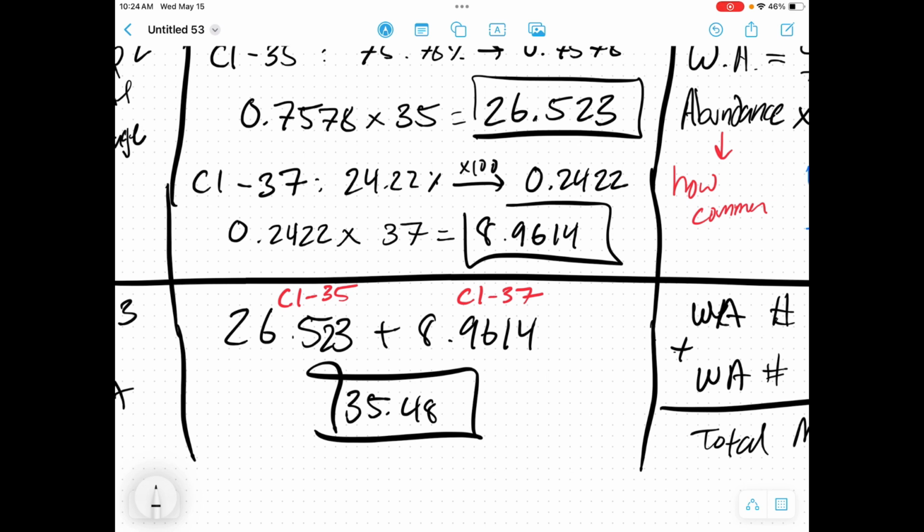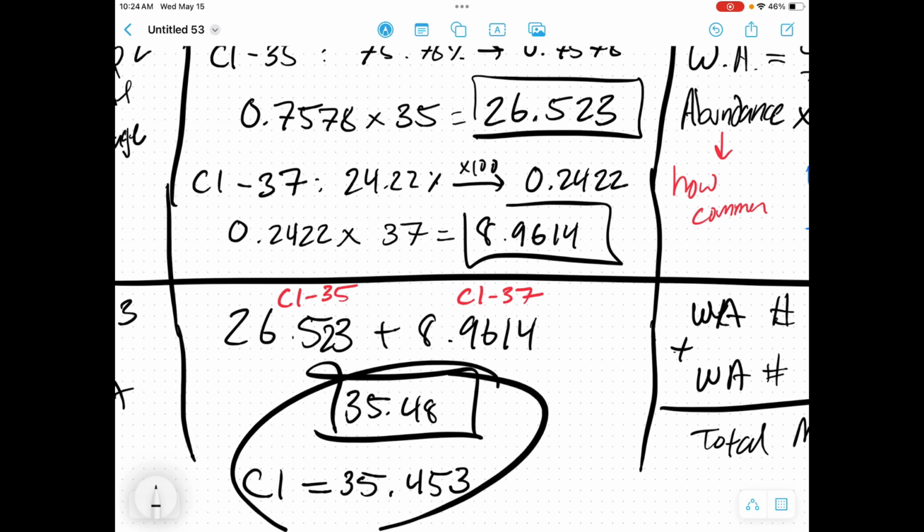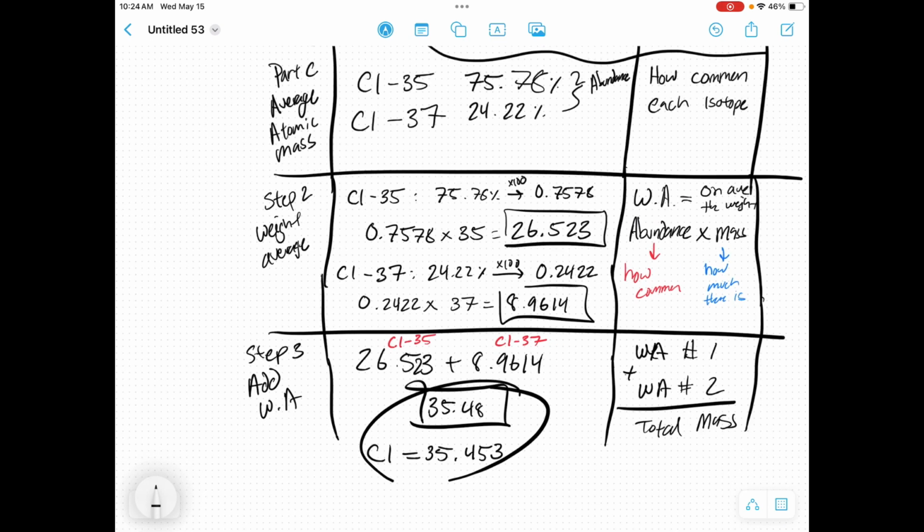If you look at the periodic table and you find chlorine, that average mass of chlorine is going to be 35.453. It's like super close. And that's how you're going to do isotope math. If there were 4 isotopes, you would get 4 weighted averages, add them up, and it would be the exact same process.